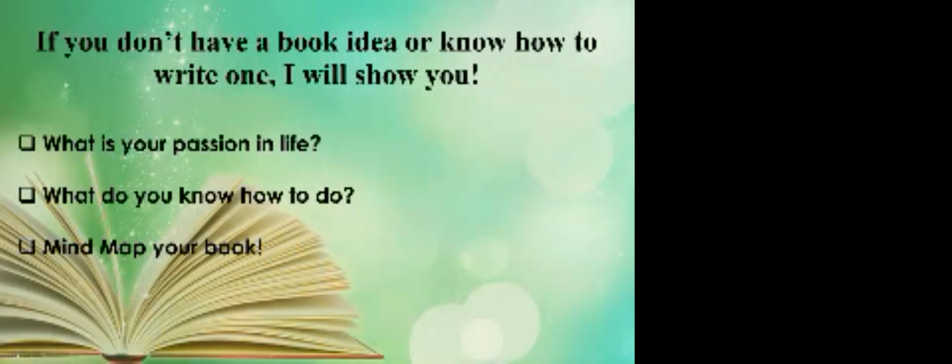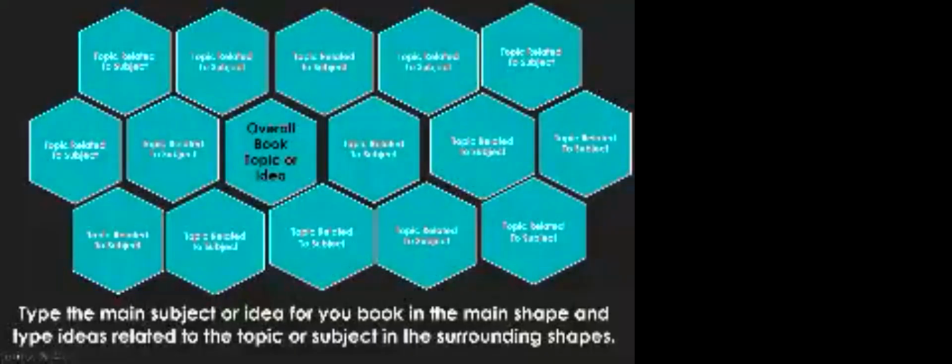What is your passion in life? What do you know how to do? And then mind map your book. This is how you mind map. You take these blocks, you put the main topic of your book in the very center where it says overall book topic, and then you put every related topic that you can think of to the main topic. And this is called mind mapping your book.